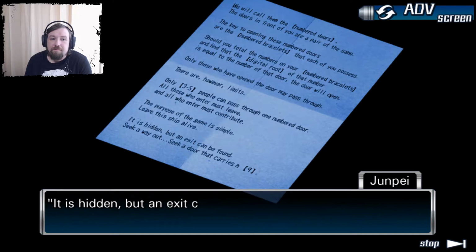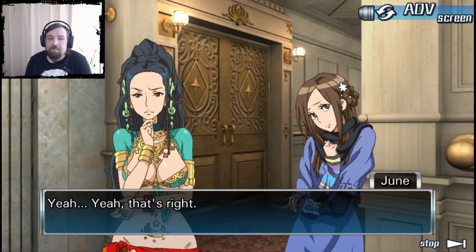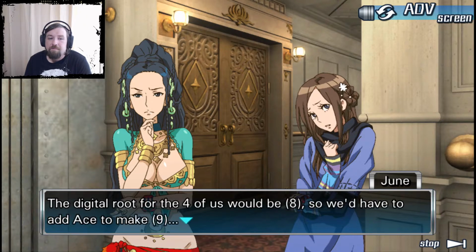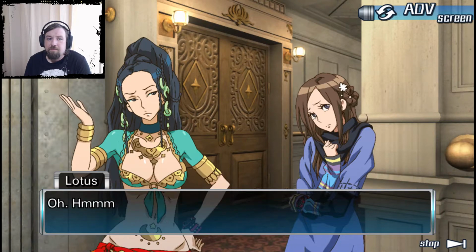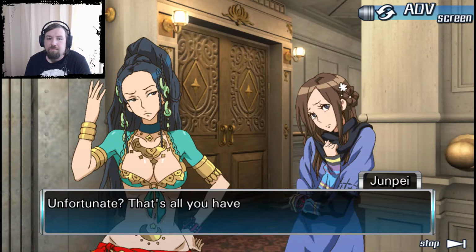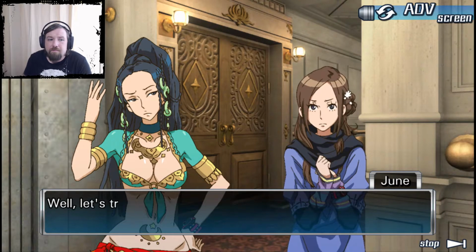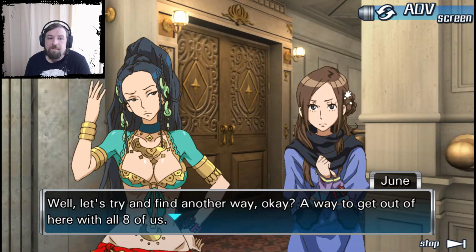It is hidden, but an exit can be found. Seek a way out. Seek a door that carries a 9. Yeah, that's right. The digital root for the 4 of us would be 8, so we'd have to add Ace to make 9. That's right. Unless we bring Ace too, we'll be stuck. Oh. Well, that's unfortunate. That's all you have to say? Well, let's try and find another way, okay? A way to get out of here with all 8 of us.